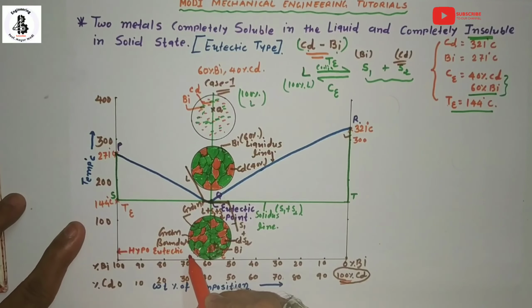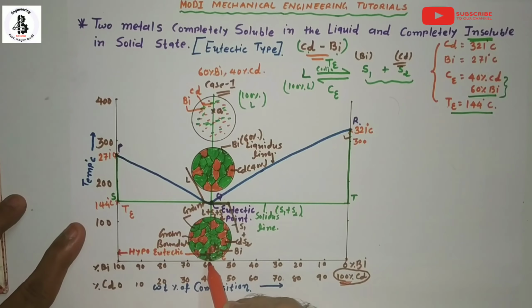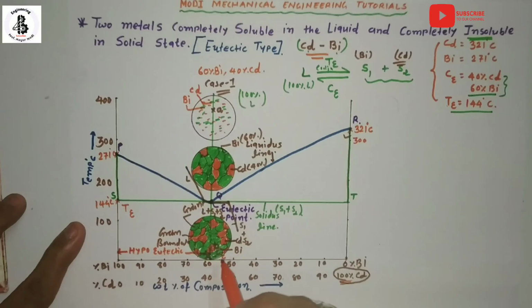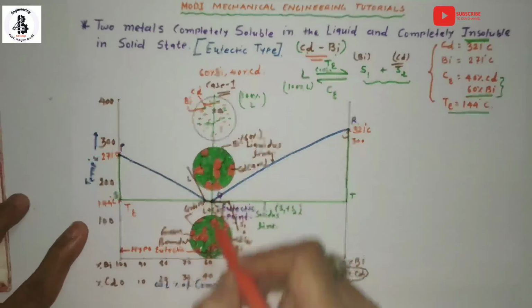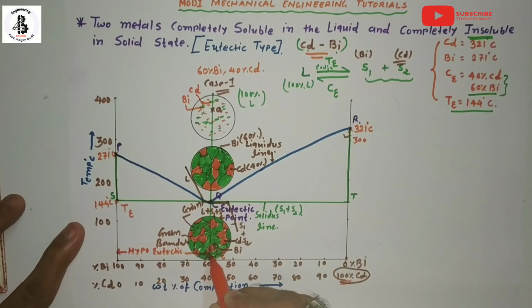So this hypoeutectic would be up to the eutectic composition range. And if your transformations take place after the eutectic transformation line, that will be known as a hypereutectic. So just you can note down.